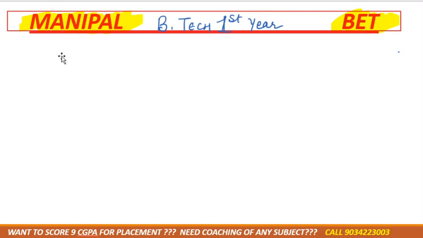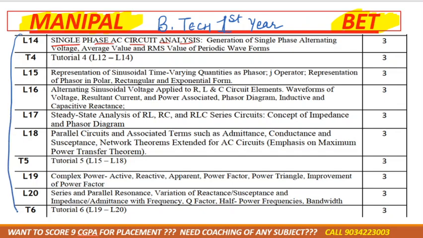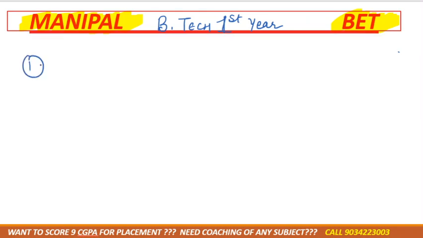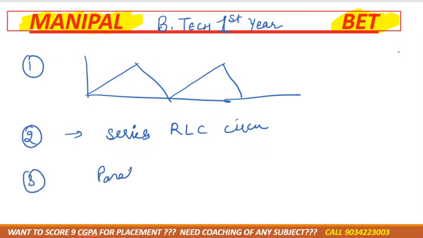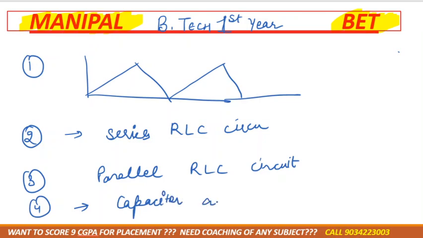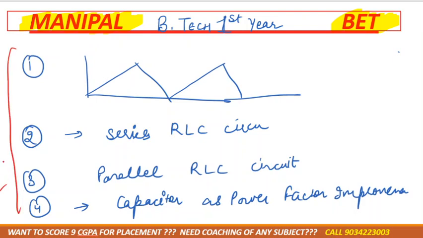Now next thing, actually in single phase there are lots and lots of formulas. In this, three kinds of questions will come. According to the midterm, one question will come of waveform kind, where they'll give you the waveform. Second, they'll give you a question from the series RLC circuit. Third, from the parallel RLC circuit. Fourth, a question on capacitor as power factor improvement. Of these four questions, definitely three will come every time in your exam.